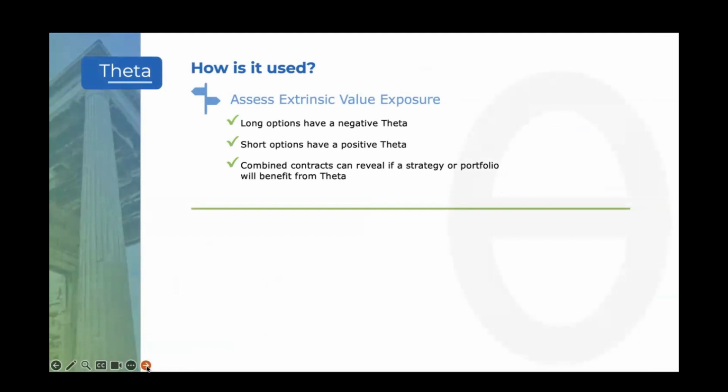And it also changes throughout the day. So how do we actually use it? We use it to assess our extrinsic value exposure, which we want for short options. It's working for us. We want to sell premium when things are inflated. And it's something we have to overcome when we purchase those options. So long options, regardless if it's a call or put, will have a negative theta because they're purchased options. Short options will have a positive theta, regardless if it's a call or put, because it's a sold option. And then combined, you can do the same thing. You can reveal your net extrinsic value exposure.